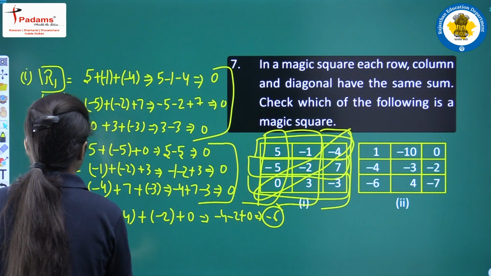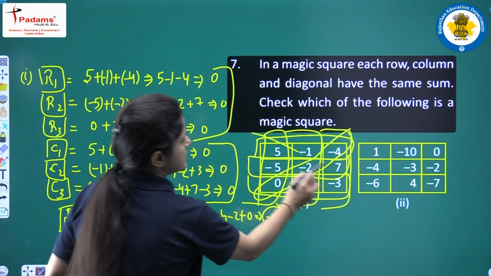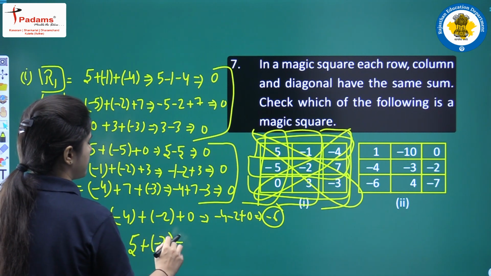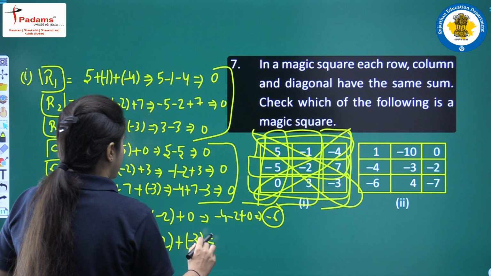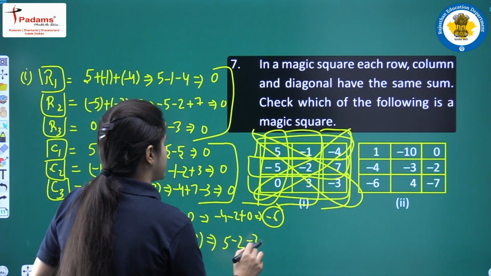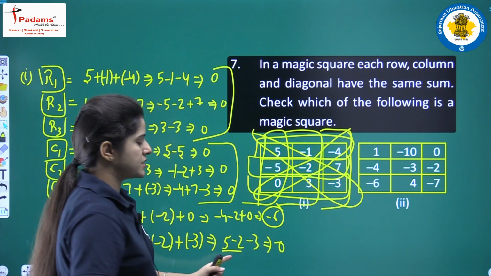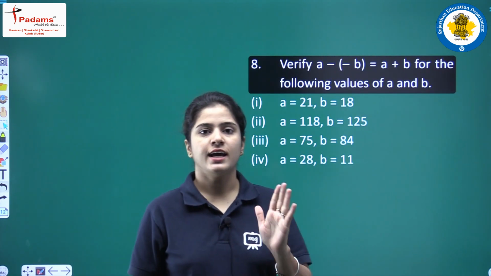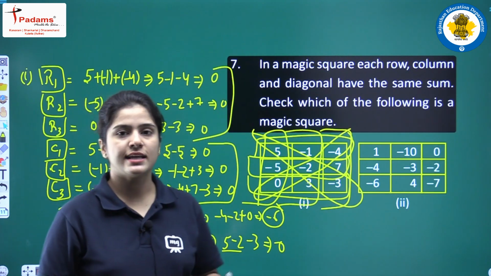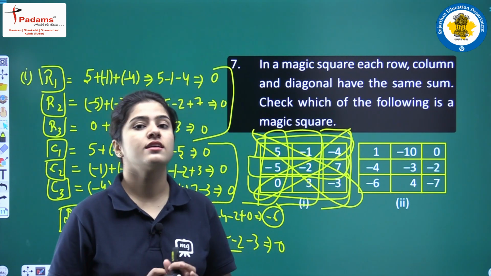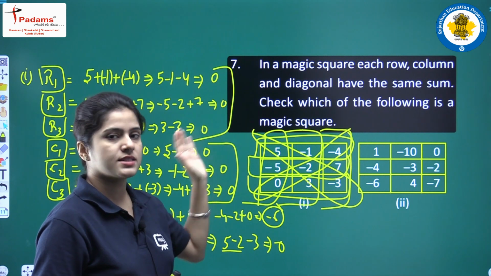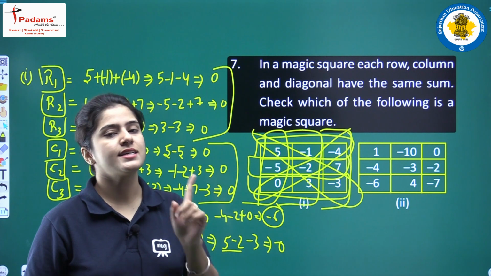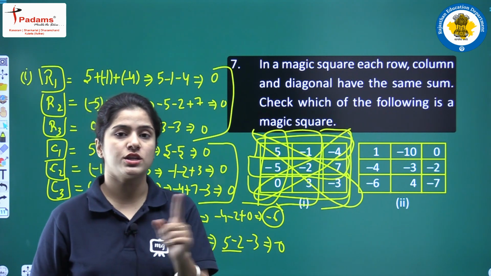So diagonal 2 means this diagonal. Okay, students. So 5 plus minus 2 plus minus 3. 5 minus 2 minus 3 is equal to 0. 5 minus 2 is 3, 3 minus 3 is equal to 0. So basically from this question we can say that the sum of 3 rows, the sum of 3 columns and the sum of one diagonal is equal to 0. But the sum of the last diagonal is not equal to 0.